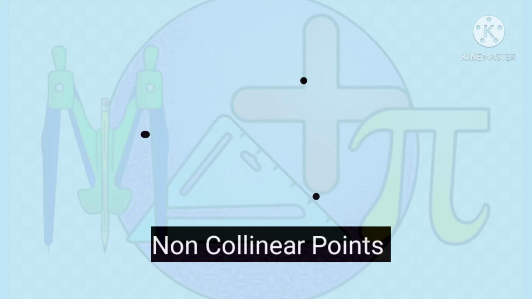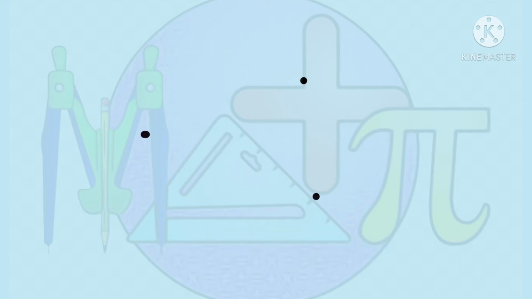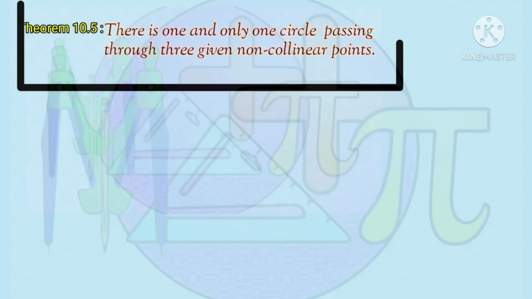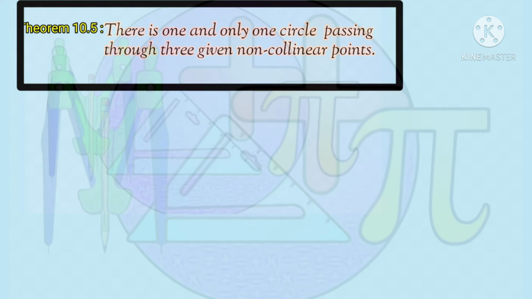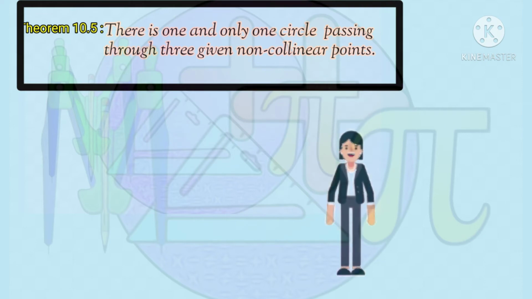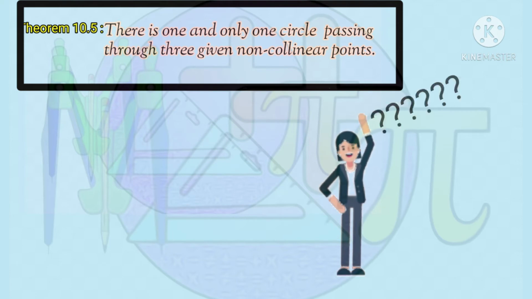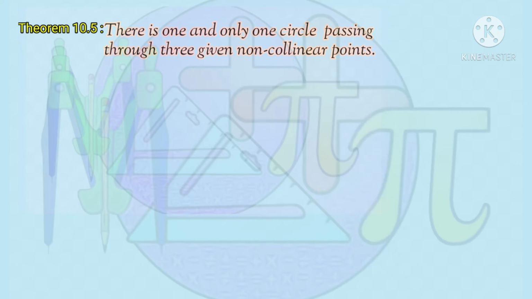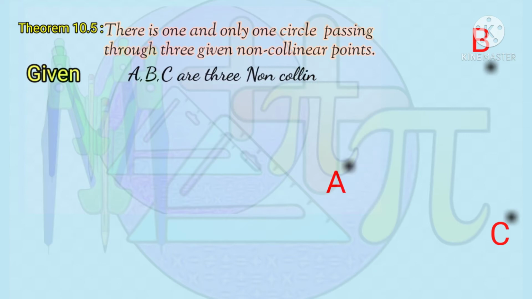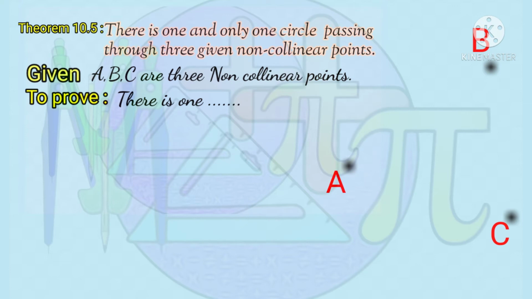According to our theorem, we have to prove that one and only one circle can pass through three non-collinear points. Let's see how we can prove it. First of all, write what is given. Given that A, B, C are three non-collinear points. To prove: there is one and only one circle passing through three non-collinear points.